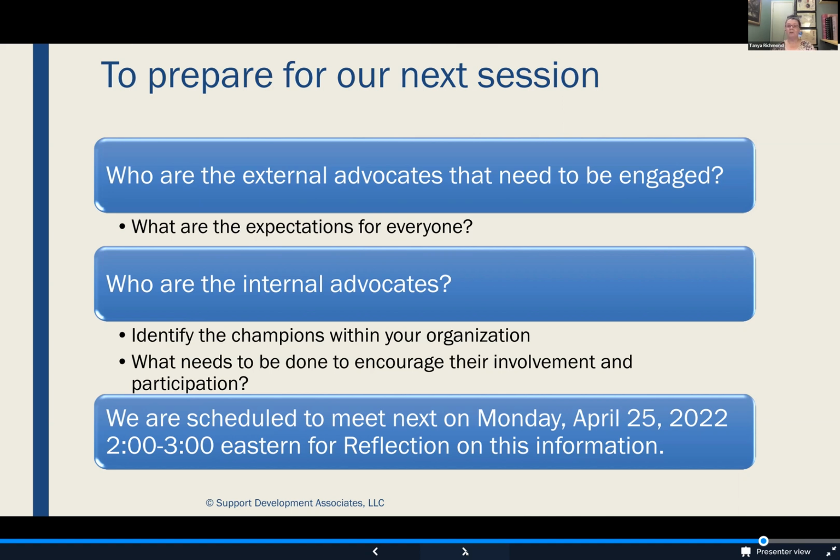So for you to prepare for your next session, we are asking you to think about those external advocates that need to be engaged and what are the expectations for everyone. Think about also who are the internal advocates. So identify those champions inside your organization. What needs to be done to encourage their involvement and their participation? Do some good reflection and do some research and searching around for who's in your midst that might be a good advocate in different areas.